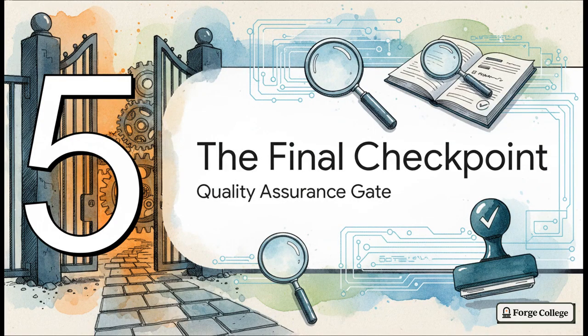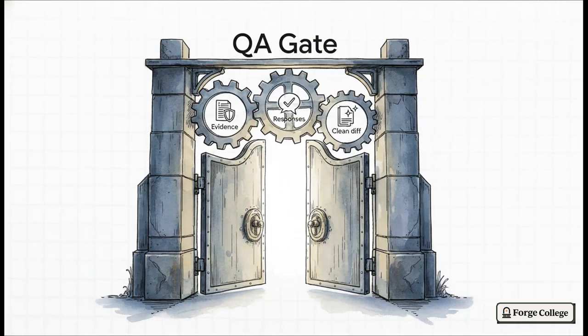Section 5. The final checkpoint. The quality assurance gate. We're nearing the end of the line now. This is the checkpoint where we double-check our work before requesting that all-important instructor sign-off. To pass through this final QA gate, 3 elements absolutely must be perfectly aligned. First, your reviewer responses file has to account for every single comment. Second, your automated JSON evidence file must be attached. And third, your milestone diff must be immaculately clean.